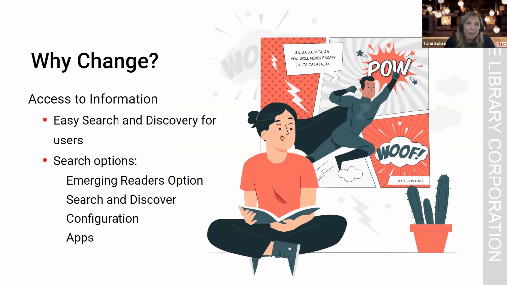So access to information, we did talk about the PAC or the OPAC, so an easy search and discover. So yes, it needs to be easy, but also do you have different options? Do you have an option for emerging readers? What different configurations can you do to the PAC? Is it easy to access ebooks? Can you limit your search by different genres that the library has actually set up?